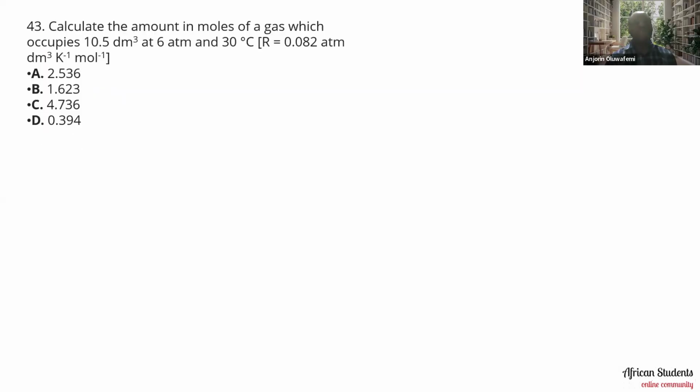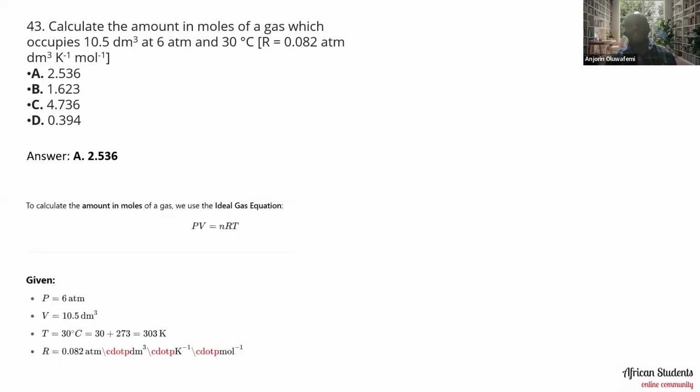The next one is: calculate the amount in moles of a gas which occupies 10.05 dm cube at 6 atmosphere and 30 degrees Celsius. We are given R, which is a constant, at 0.082 atmosphere dm cube per Kelvin per mole. So we have the options there. So let's work it out and see what we can get as our answer. So the answer to this one is 2.536, and the formula that we make use of is the ideal gas equation, which says PV equals nRT.